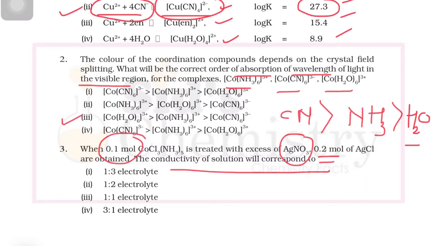It means that there are 2 chloride ions available to react with the excess AgNO3, and therefore we are getting 0.2 mole of AgCl. So the ratio of complex to AgCl will be 1:2, and option 2 will be the correct answer for this question.